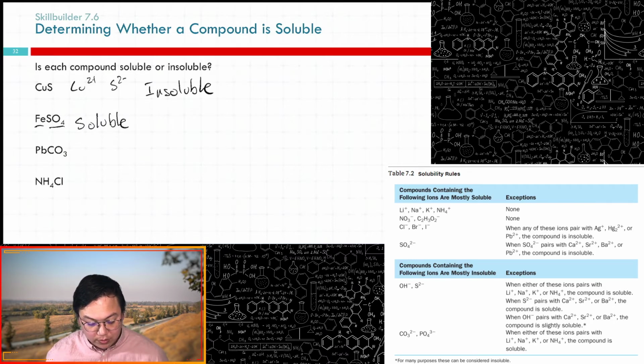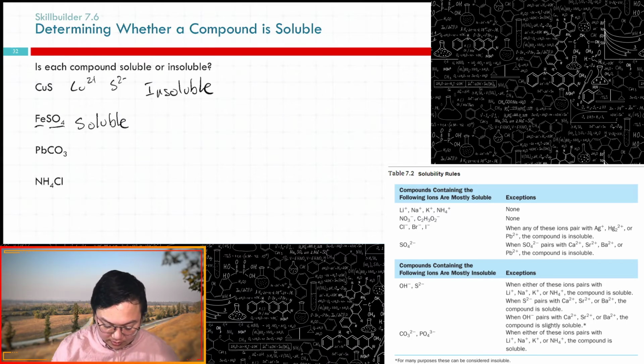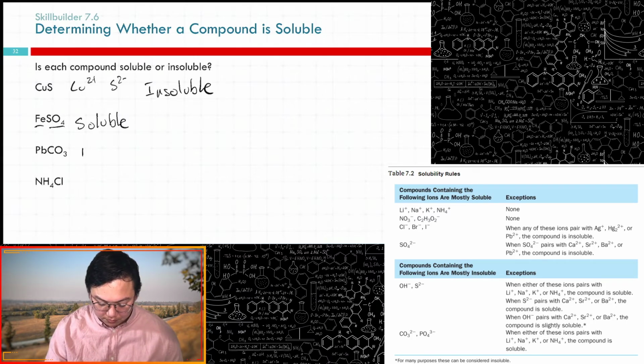Now if we move on to lead carbonate, again, check our cations for lead. It's not there, but we're mixing with carbonate. And carbonate we find at the bottom in our mostly insoluble group. And the only exceptions for those, again, are lithium, sodium, potassium, and ammonium. So anything else is going to be insoluble. So, right, lead's not part of that list, so lead is insoluble.